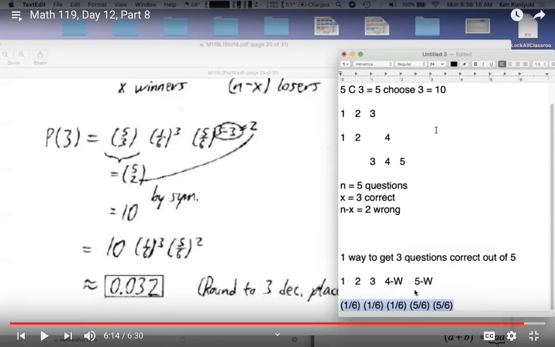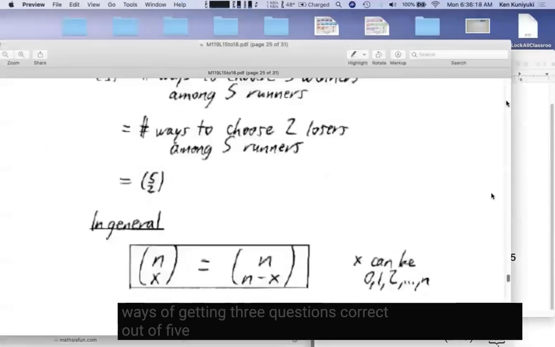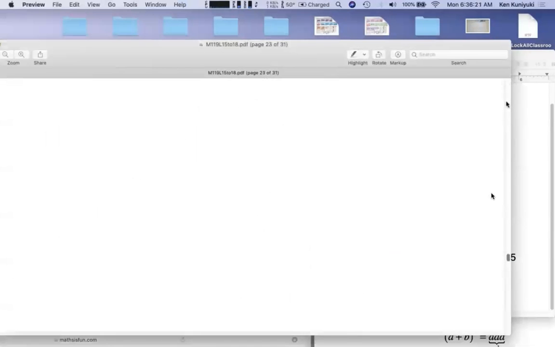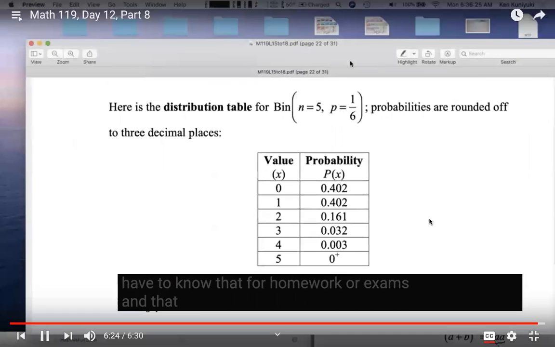Okay. There are 10 ways to get 3 questions right and 2 questions wrong. For example, you could have correct, correct, wrong, correct, wrong. Right. 10 times this. Because there are 10 ways of getting 3 right and 2 wrong. Here's one way of getting 3 right and 2 wrong. Here's a probability, but it's the same probability for all 10 ways. 3 questions correct out of 5. Again, that's how you get the table. You don't have to know that for homework or exams. And that, my friends, is the binomial distribution.